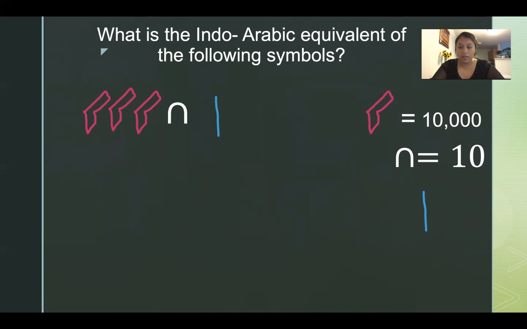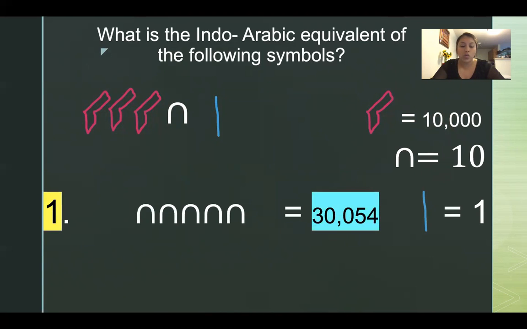The first symbol, which looks like an upside down finger, is equal to 10,000. The upside down U lets us know that it's equal to 10, like shown on the right. And finally, the straight line is equal to 1.